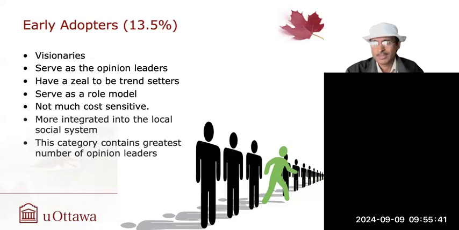They don't care about the cost. The first group, even they don't care about the cost. They try. The second group, they are also less careful about the cost. They may be careful, but they don't care much about the cost because they want to experiment with something new. So not much cost sensitive, more integrated into the local social system, and the greatest number of opinion leaders.